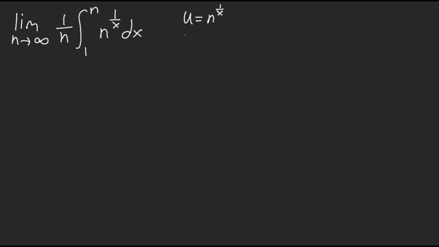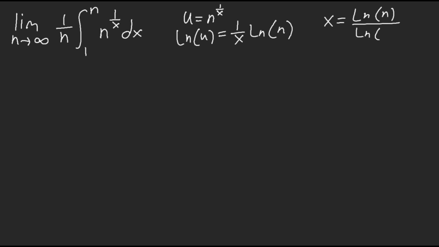In this case, if we let ln of u, this equals 1 over x times ln of n. And so what we have is x is equal to ln of n over ln of u. And then dx is going to equal negative ln of n over u ln squared of u du.